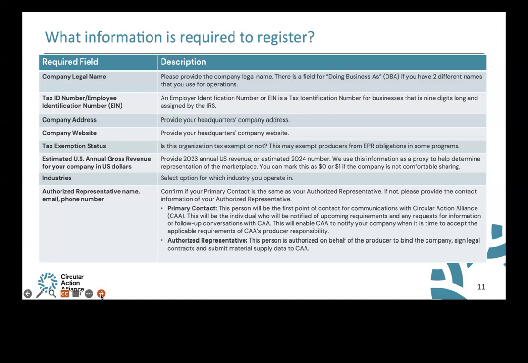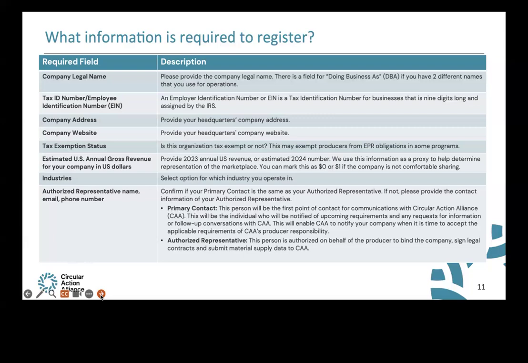Please reach out to us, or the link will be on the presentation. And even if you sign the PPA as one NC, as of right now, we're asking that each individual EIN plan to report. If that's going to be too cumbersome, you can reach out to producer.support@circularaction.org to inquire about what options you might have.